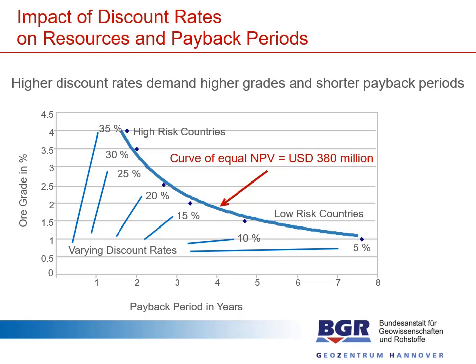So high ore grades are then reducing the risk, as you will get your money back in a very, very short time. But on the other hand side, there are not so many ore bodies with ore grades written here, up to 4%. This is almost impossible. It's of course not completely excluded.